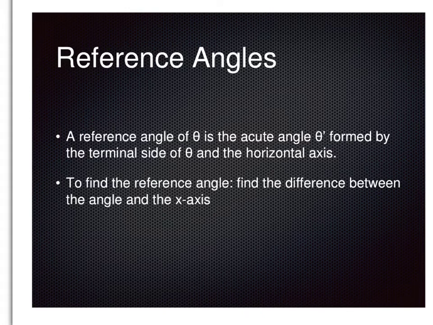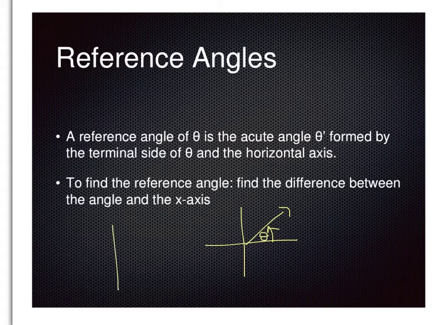A reference angle is an angle of theta, the acute angle formed by the terminal side of theta and the horizontal axis. To find the reference angle, find the difference between the angle and the x-axis. So it's the acute angle formed by the terminal side of the given angle. For example, let's say this is the angle I'm referring to. Here's theta. Our reference angle is theta because it's already acute. So if you're in quadrant 1, that is your reference angle.